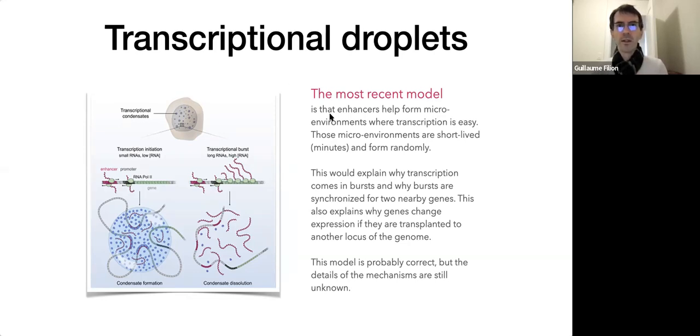So the most recent model is that enhancers help form microenvironments where transcription is easy. Those microenvironments are short-lived, they live seconds, minutes at most, and they're formed randomly. This is like a supernova explosion that disappears, but that supernova explosion will allow transcription locally to happen. This would explain why transcription comes in bursts and why bursts are synchronized for two genes that are nearby. This also explains why genes change expression if they are transplanted to other loci of the genome. This model is probably correct, but the details of the mechanisms are still unknown.